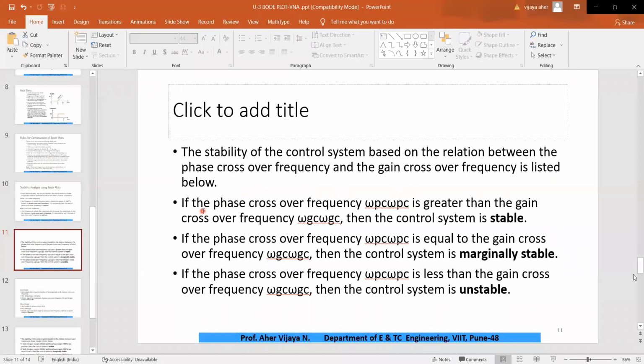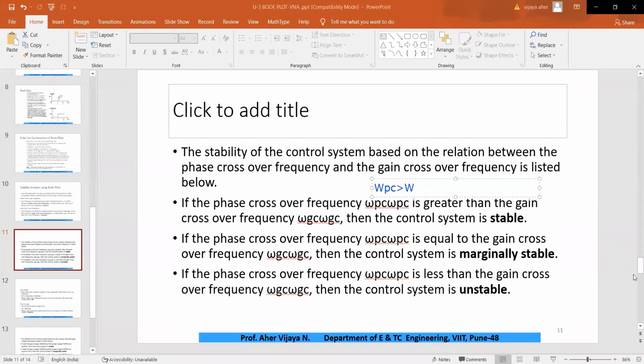If the phase crossover frequency, omega PC, is greater than the gain crossover frequency omega GC, then the control system is stable. काय आहे आपली केस? आपल्याला काय पाहिजे? ग्रेटर दॅन पाहिजे, राईट? काय ग्रेटर पाहिजे आपल्याला? ओमेगा फेज क्रॉसओव्हर पाहिजे. फेज क्रॉसओव्हर इज ग्रेटर दॅन काय पाहिजे आपल्याला?